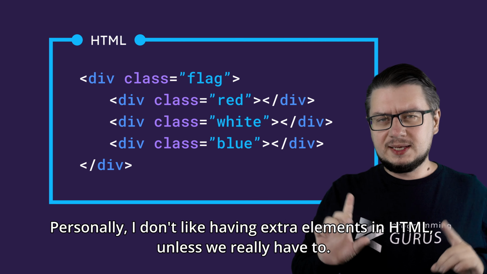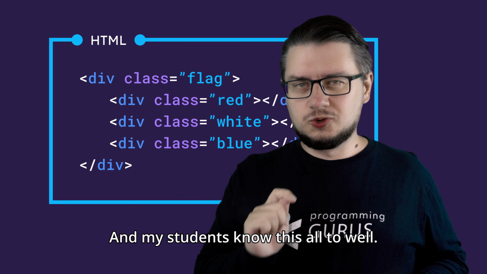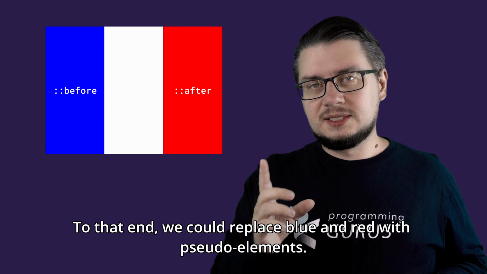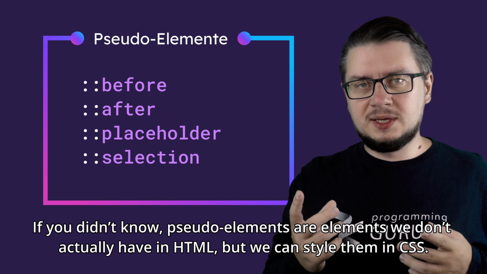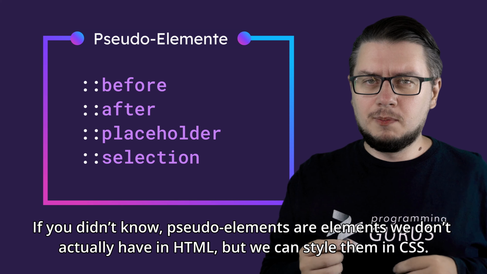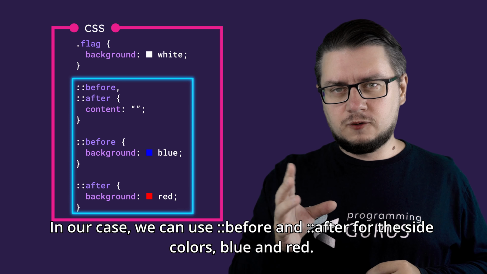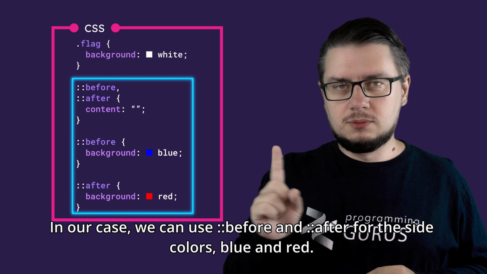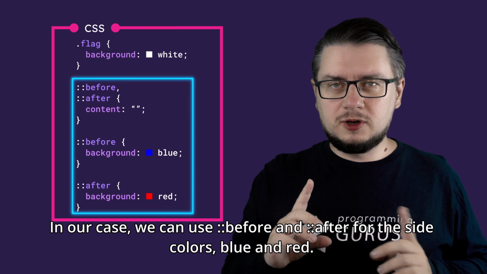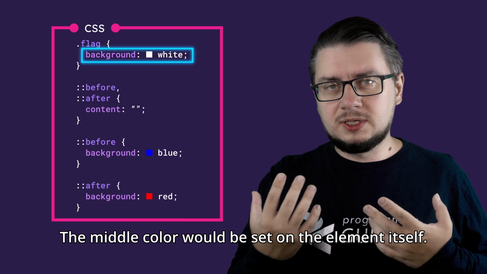Personally, I don't like having extra elements in HTML unless we really have to, and my students know this too well. To that end, we could replace the blue and the red with pseudo elements. If you didn't know, pseudo elements are elements we don't actually have in HTML, but we can style them in CSS. In our case, we can use before and after for the side colors, blue and red. The middle color would be set on the element itself.